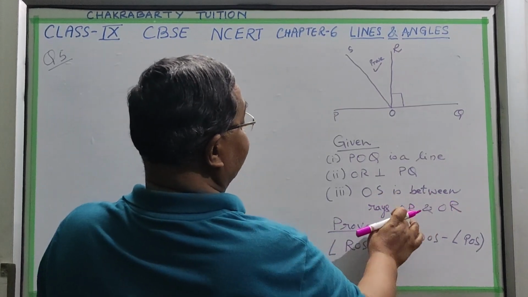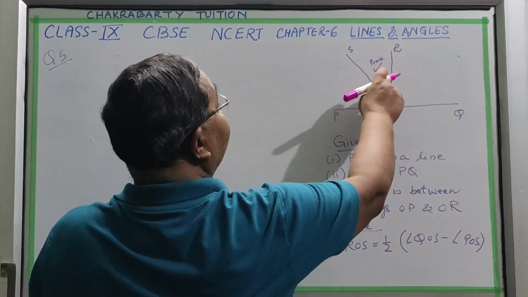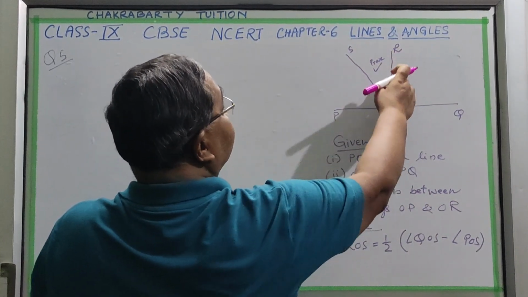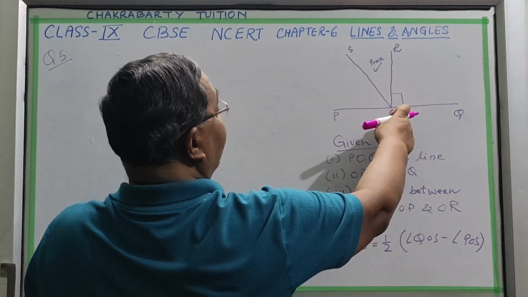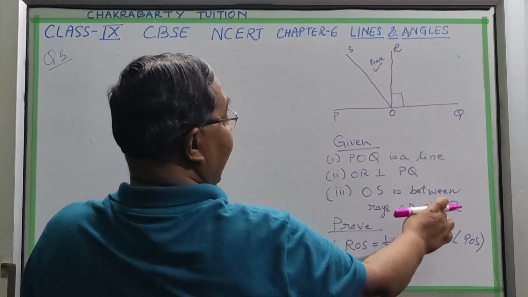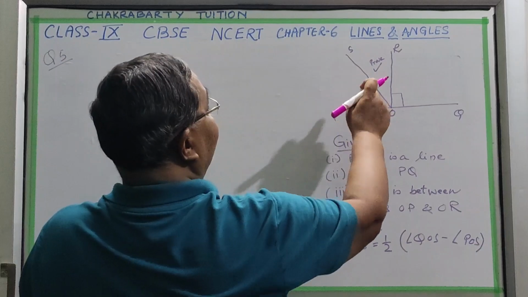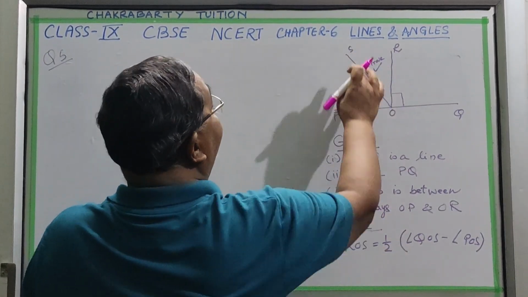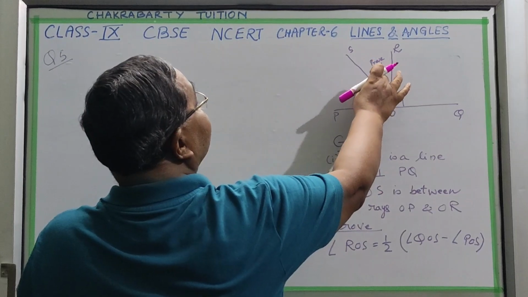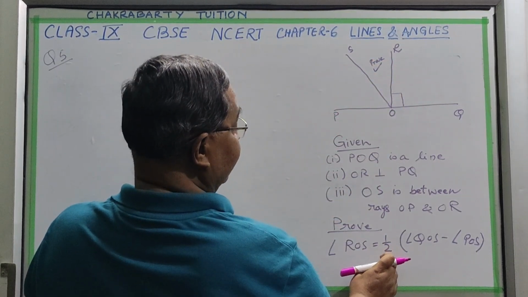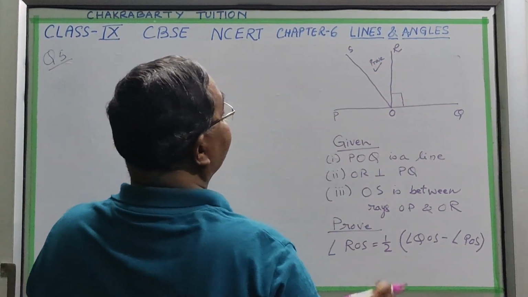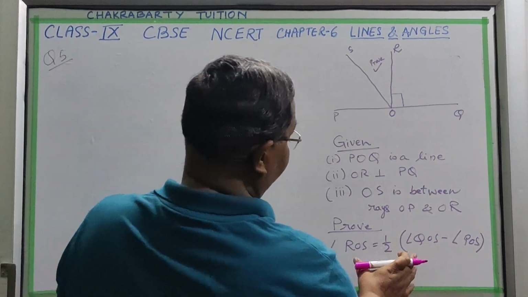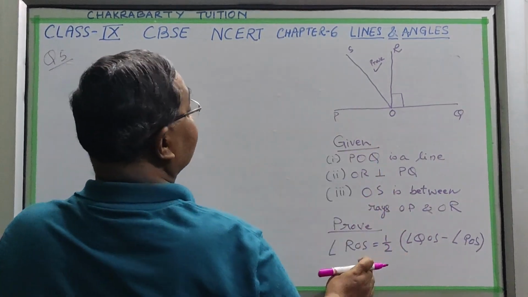Now OS is between OP and OR, between this line there is OS, and you have to prove that angle ROS is equal to half of QOS minus POS. So we will start with first the ROS.